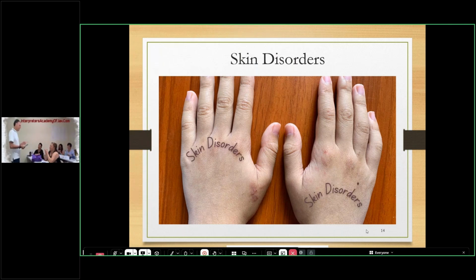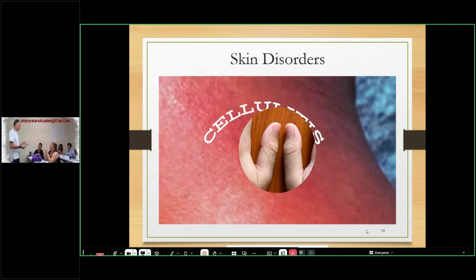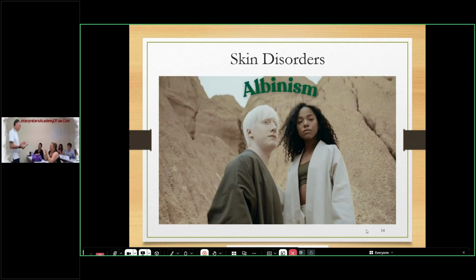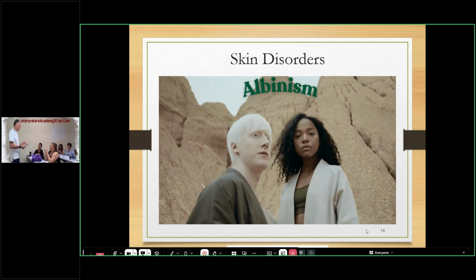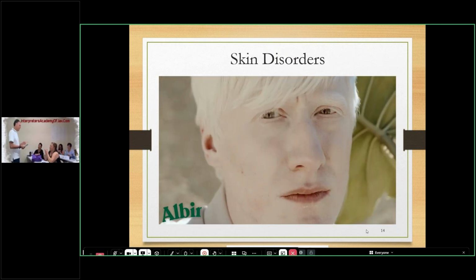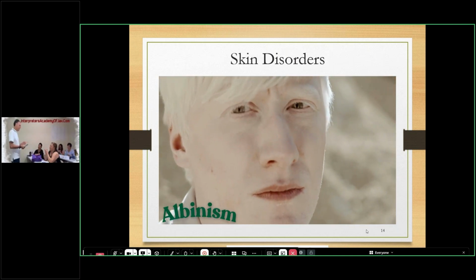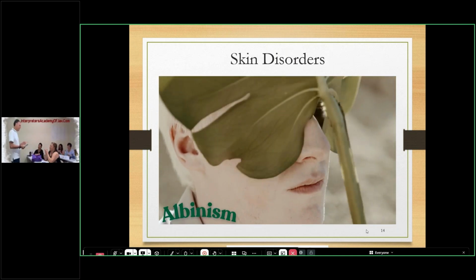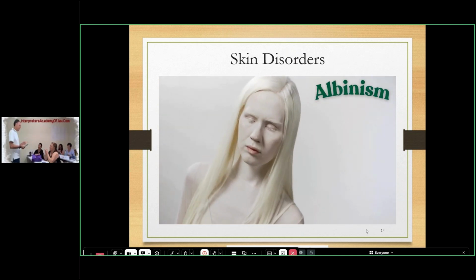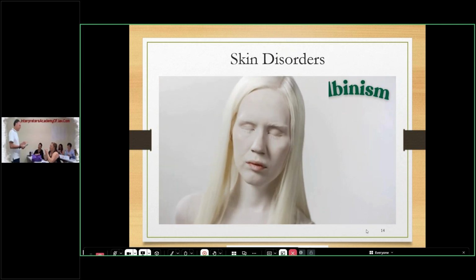Now, we will be studying some skin disorders. Cellulitis is an acute infection of the skin and subcutaneous tissue, characterized most commonly by local heat, redness, pain, and swelling. Albinism. Albino means white and ism means condition. Therefore, albinism is the absence of normal pigmentation, present at birth, caused by a defect in melanin precursors. The person affected with albinism is an albino.